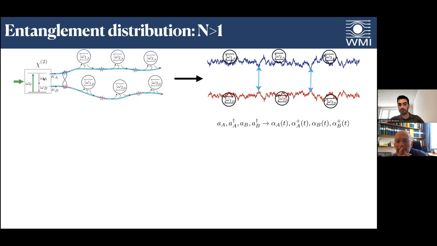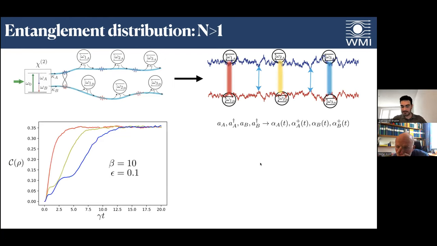The idea is to transform these bosonic modes into complex stochastic variables. This is called a positive P representation. With this, we are able to simulate the system. I show it here just for 3 qubits, just for completeness. But I show that for really finite bandwidth, something experimentally like what we have right now, while we are not able to create perfect Bell pairs, the entanglement propagates along the network without decaying.